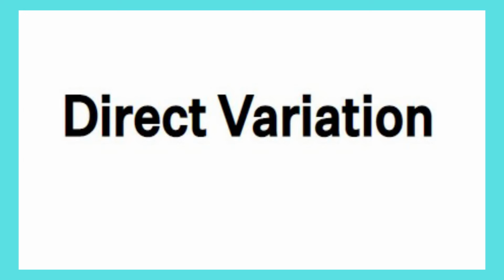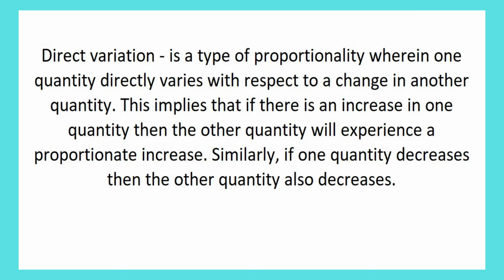Today, we are going to talk about direct variation. Let's start first with its meaning. Direct variation is a type of proportionality wherein one quantity directly varies with respect to a change in another quantity. This implies that if there is an increase in one quantity, then the other quantity will experience a proportionate increase. Similarly, if one quantity decreases, then the other quantity also decreases.